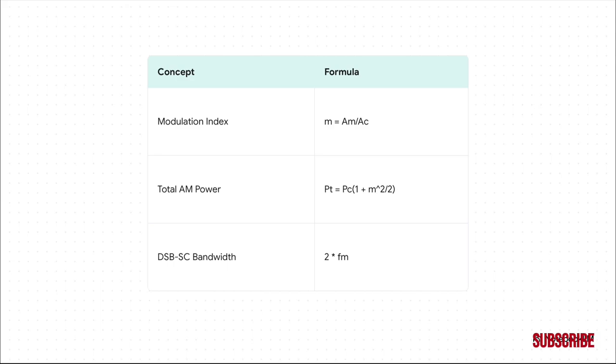Second, total AM power. Pt equals Pc times the quantity 1 plus m squared over 2. Always remember that if m equals 1, 2/3 of this total power is just sitting in the carrier. Finally, DSB-SC bandwidth is 2 times fm. But for SSB-SC, please remember that the bandwidth is just fm since we literally cut it in half. Practice your numericals with these and you are going to score full marks for sure.